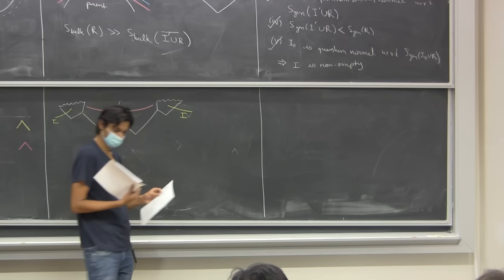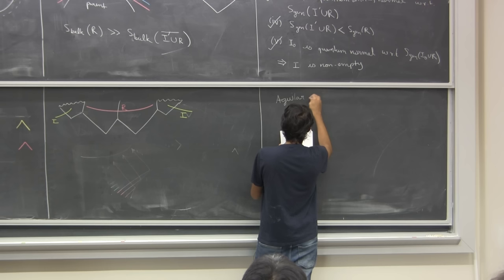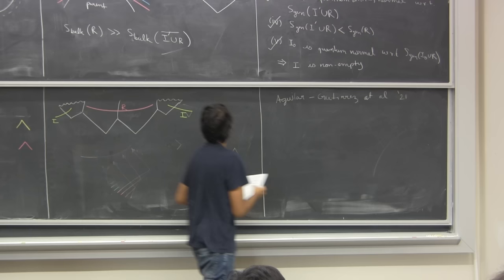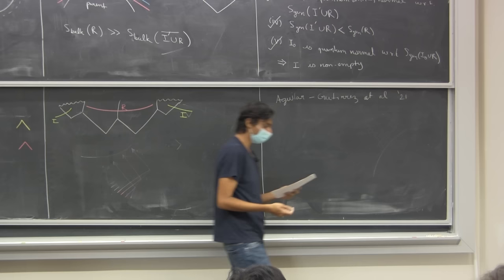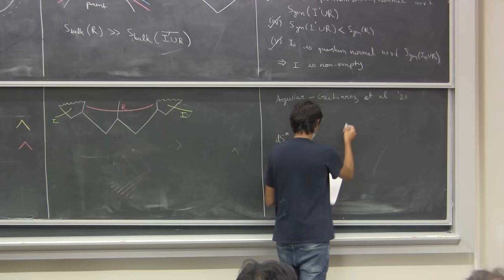Shortly after our paper, a paper showed up by Aguilar Guarez, I'm sorry, I don't know how to pronounce this name, and others. They tried to extend basically the similar type of construction, but they tried to do it in JT gravity. What they were able to show is that in n copies of dS2, you can also find islands. So the n equals 2 version would look something like this.